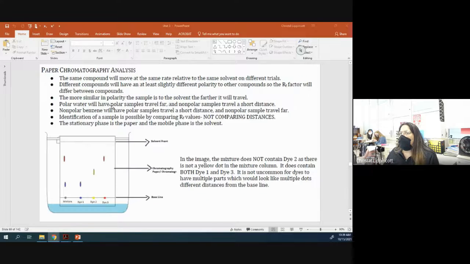So that's paper chromatography. All right, and you're going to do an online simulation with this to get familiar with how to do those RF values. You're going to do that this weekend.